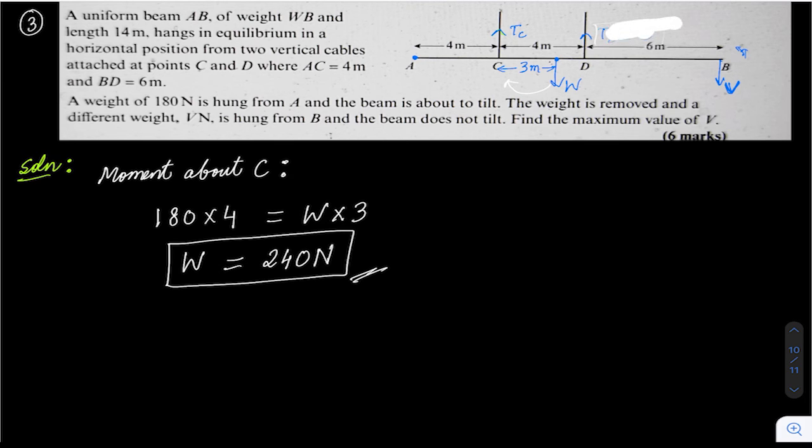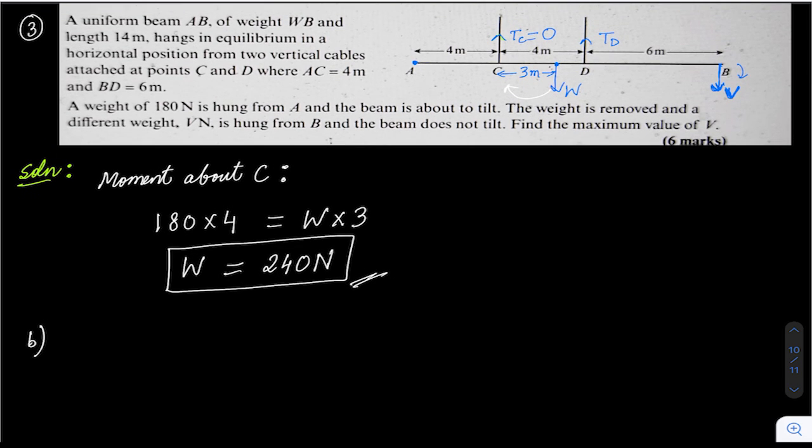So now try to analyze this. This is my reaction force like this. In order to find the maximum value of V, we can say that V will be maximum when the beam is about to tilt. So now the weight is hung from B point. When it will tilt, it will try to go in this direction, the beam. And when it will try to go in this direction, tension at C will be 0. So this is my second case. Now in second case, tension at C will be 0.